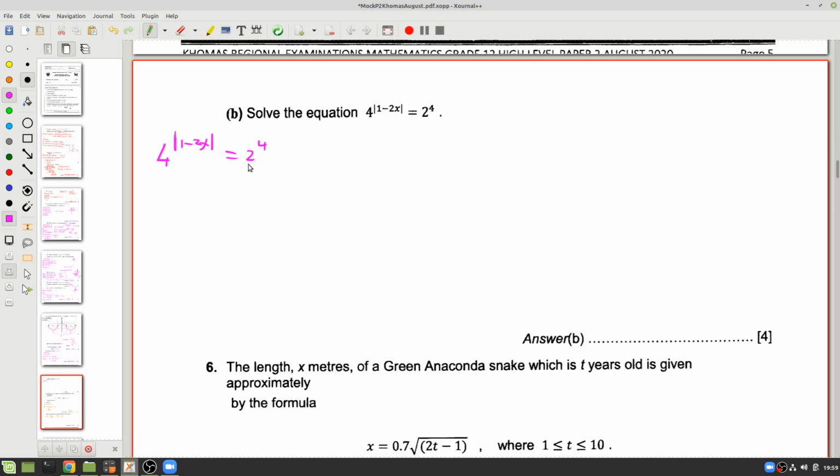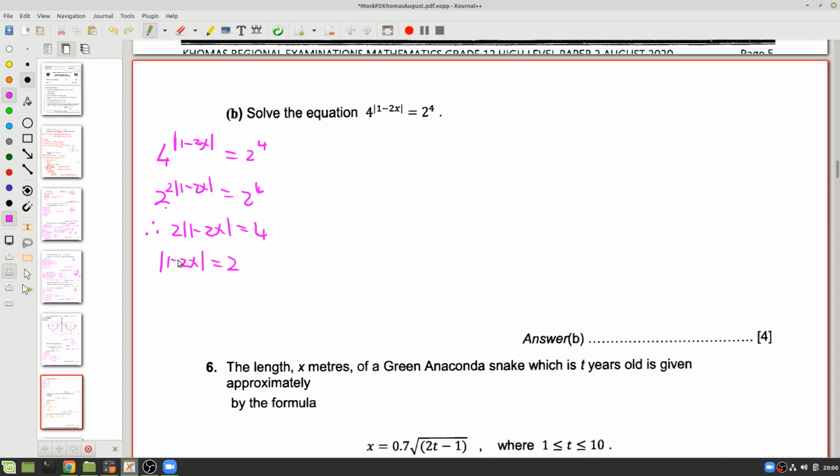Okay, so if we can make the bases the same, then we can say the exponents must be equal. So 4 we can rewrite as 2 squared. Right, and then the absolute value of 1 minus 2x in there equals 2 to the power 4. So we see the bases are the same, therefore we can say the exponents are also equal. 2 times the absolute value of 1 minus 2x equals 4. And then we just solve from here. So first thing again, I'm going to divide both sides by 2 to give us the absolute value of 1 minus 2x on the left equals 2 on the right.